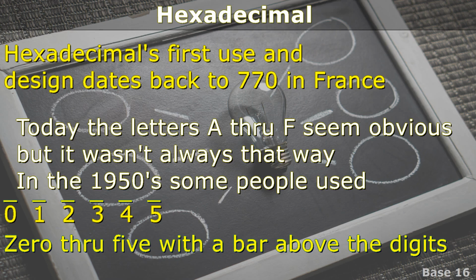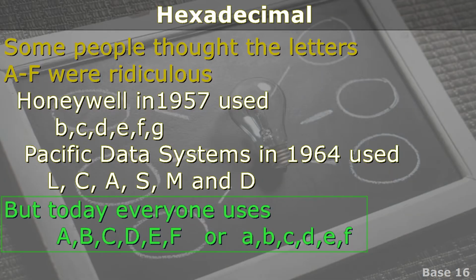Today A through F seems very obvious. When everything's done and the solution is solved, it seems, of course, why wouldn't you do it that way? Well, we got to the simplest, most reasonable conclusion. In the early days, in the 50s, people were using bars over the 0, 1, 2, 3, 4, and 5. We had digits with like a not 0, not 1, not 2, not 3, not 4, and not 5. Honeywell in 1957 didn't use the letter A. They used B, C, D, E, F, and G. I don't know why that is.